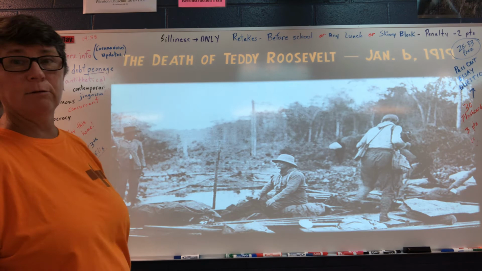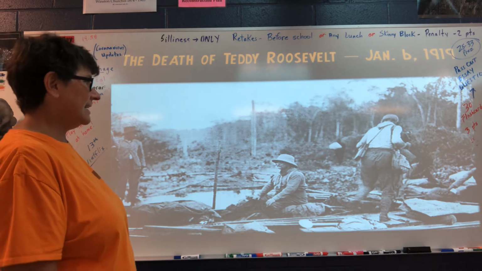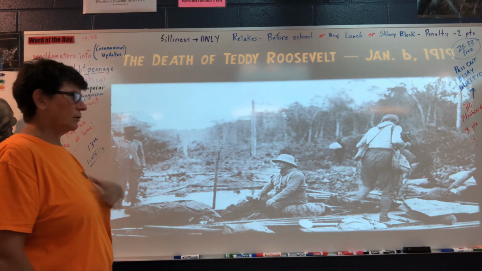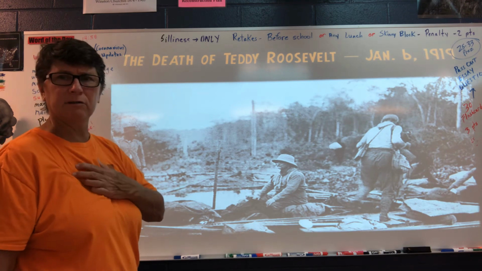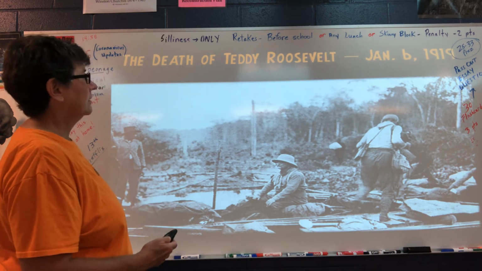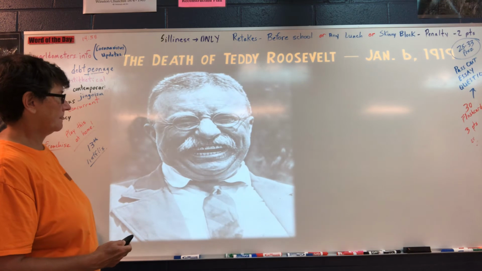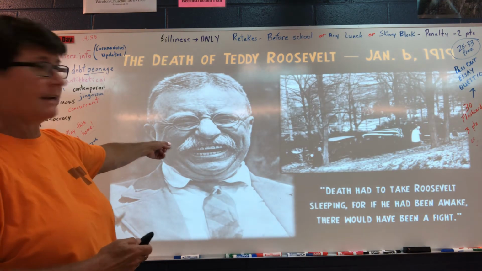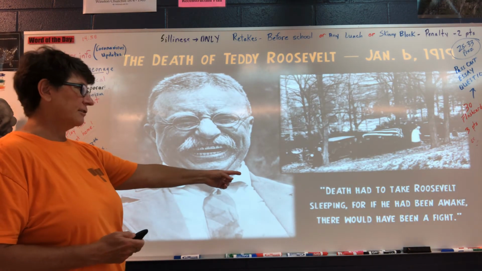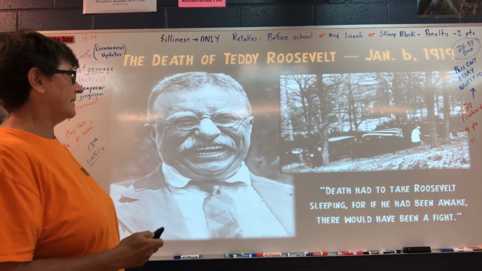Teddy dies January 6th, 1919. Some sort of cardiac embolism or something like that in his heart. That's one of the most famous pictures of Teddy. "Death had to take Roosevelt sleeping, for if he'd been awake, there would have been a fight."